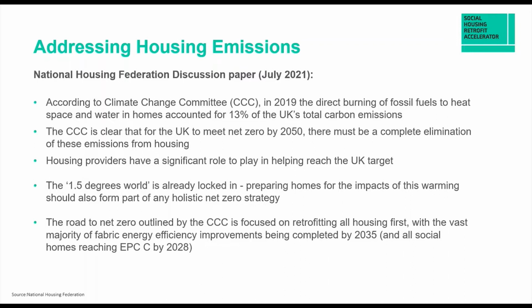They also are expected to generate significant amounts of surplus renewable electricity through solar to support the other sectors of the economy. The Climate Change Committee, which advises the government on how to reach net zero, were really clear that housing providers have a really significant role to play, and the road to net zero is focused on retrofitting all of the housing first, with the vast majority of energy efficiency improvements being completed by 2035. They also point to the need to adapt to the climate change that's already in the system, so really preparing homes for impacts such as overheating and also, dangerously, the flood risk that might come with the changes in the UK.